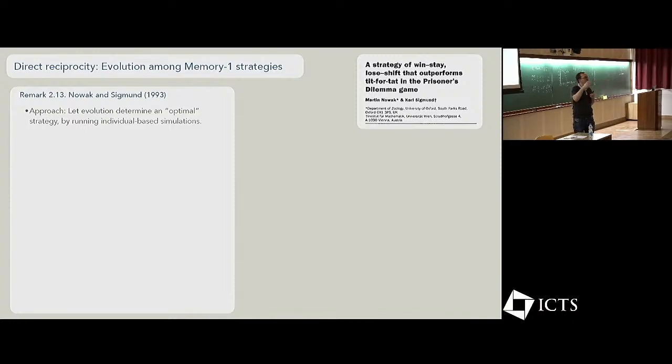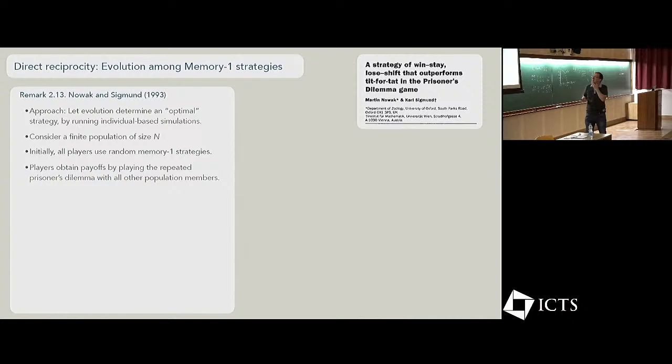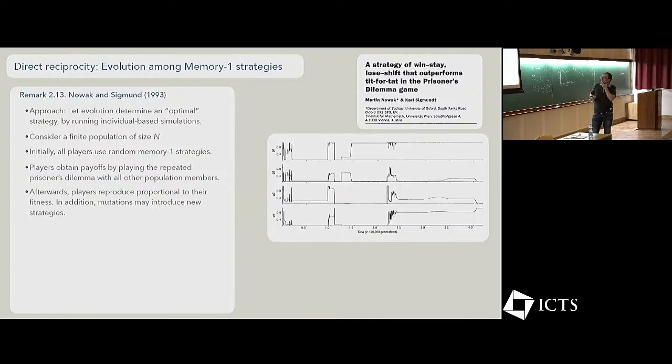Also, every once in a while, there would be a mutation, and the mutation would just introduce a random new memory 1 strategy. And so they did these kinds of simulations. And what they see in the end is that evolutionary trajectories usually look like this.